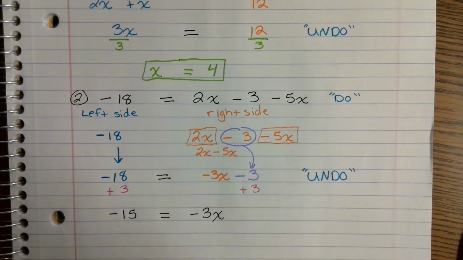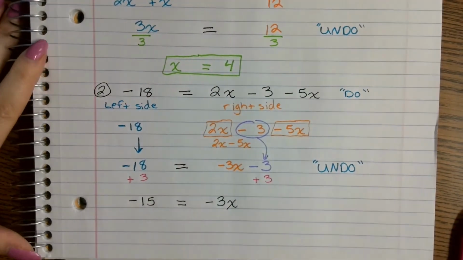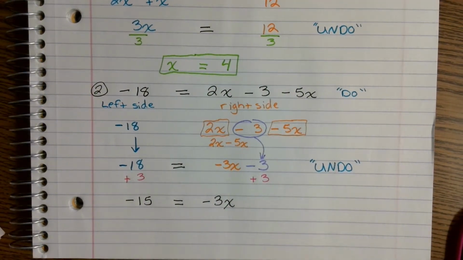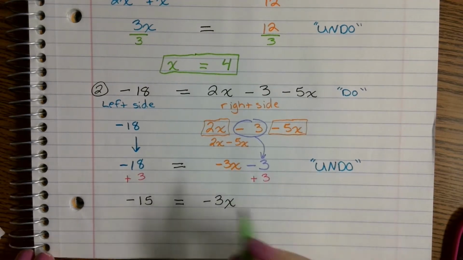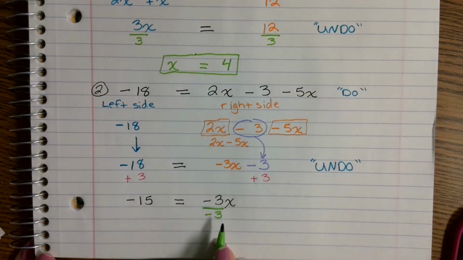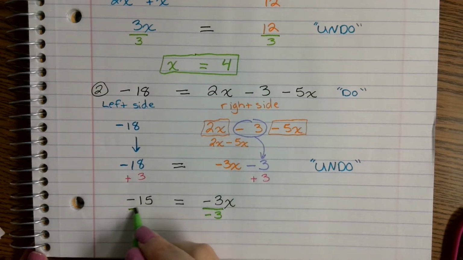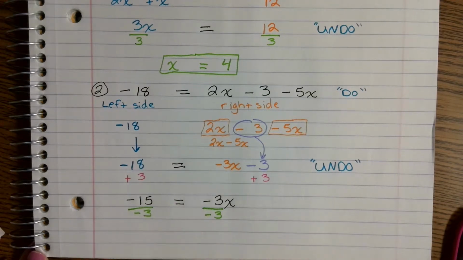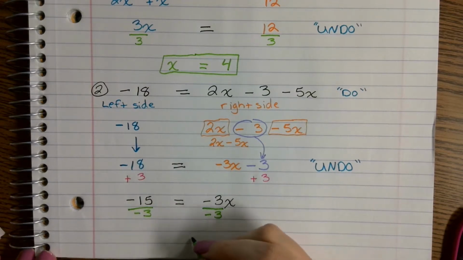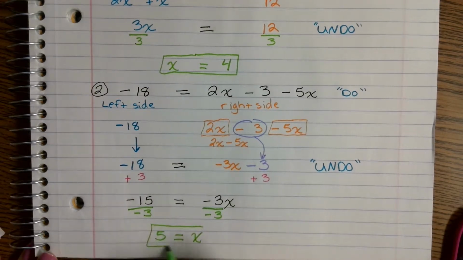What's the next step? What are we going to do now? Divide by negative 3. Don't forget to include that negative. We want x to be by itself. The only way that we're going to get rid of anything paired up with it is to get rid of that negative as well. So we're going to divide by negative 3. And what will x equal? Positive 5. Good. So 5 is equal to x, or x is equal to 5.